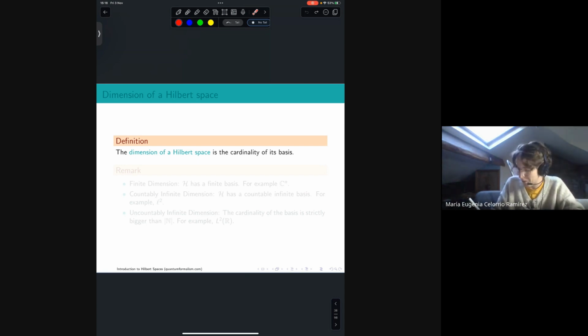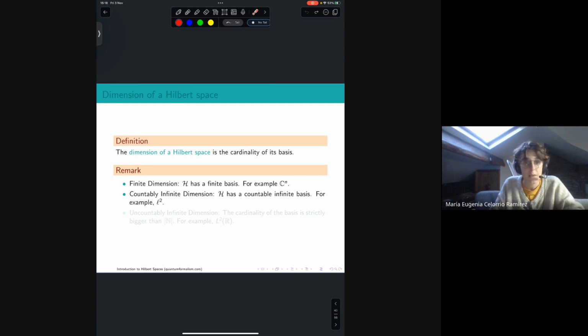So if you remember from the preliminary section, we are going to have finite dimensional Hilbert spaces, for example, C to the n. Countably infinite dimensional Hilbert spaces, for example, the sequences of complex numbers such that the square of the absolute value is summable. And then we're going to have Hilbert spaces of uncountable dimension. In this case, the space of square integrable functions is one example.